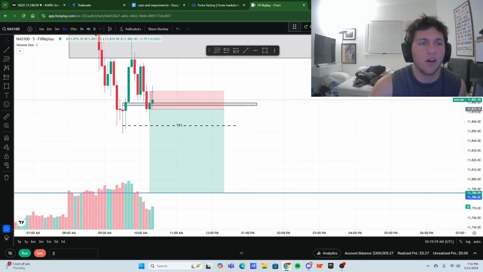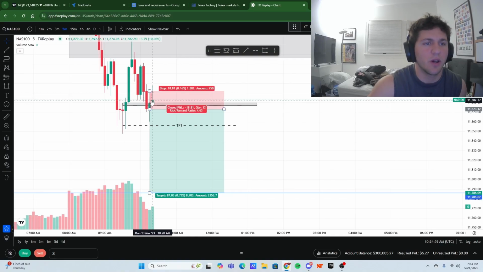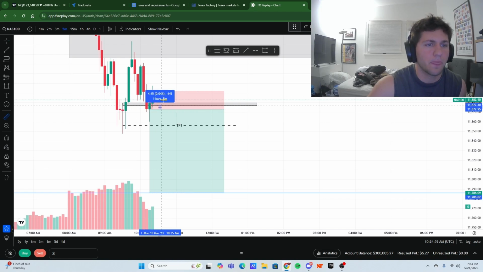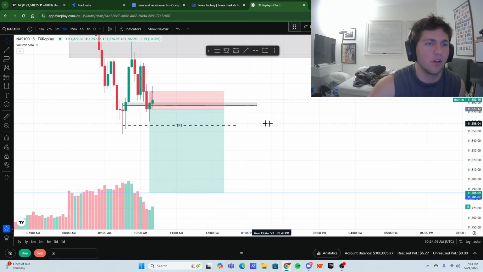I will just take the L. So there would be the L because it closed above. So this would be a pretty small L, actually. So what would this be? 9 points. So calm, considering our TP1 was fucking almost double that.